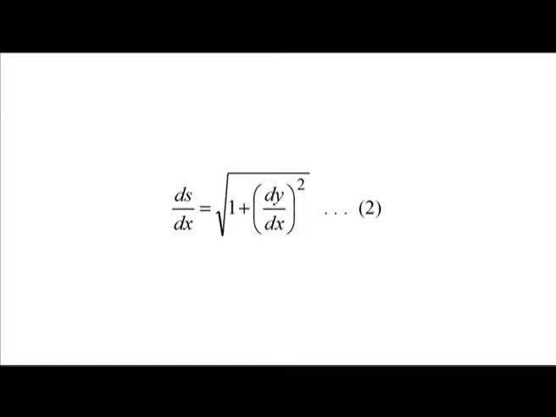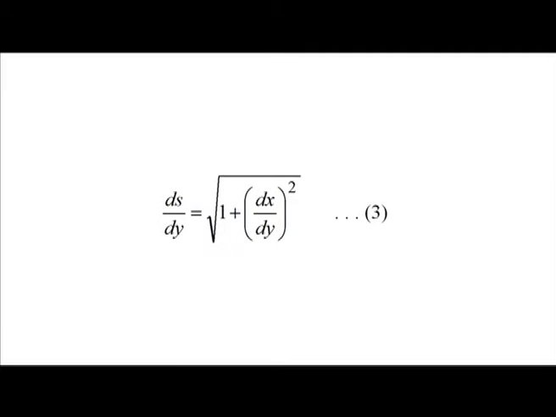Proceeding similarly as above, we obtain ds by dy is equal to square root of 1 plus (dx by dy) whole square. We call it equation number 3. Equations 2 and 3 above are the derivatives of arc in Cartesian coordinates.